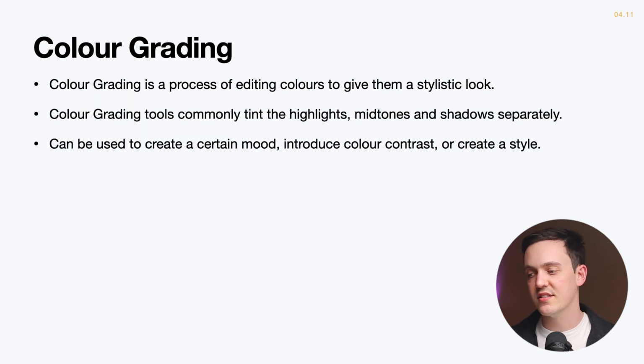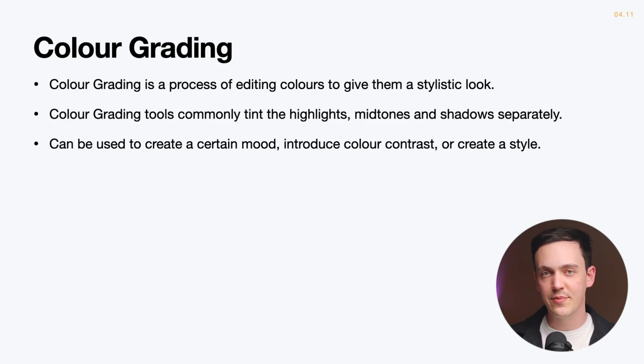Color grading is a process of editing colors to give them a more stylistic look. Commonly with color grading tools, you'll have the ability to tint the highlights, midtones, and shadows separately with varying degrees of control over the hue, saturation, luminance, blending, and balance of these tints. Color grading can be used to great effect to create a certain mood in your image, introduce color contrast, or to create a style within a brand context.